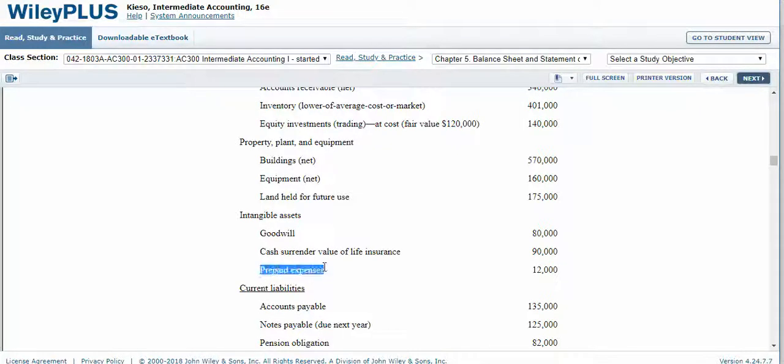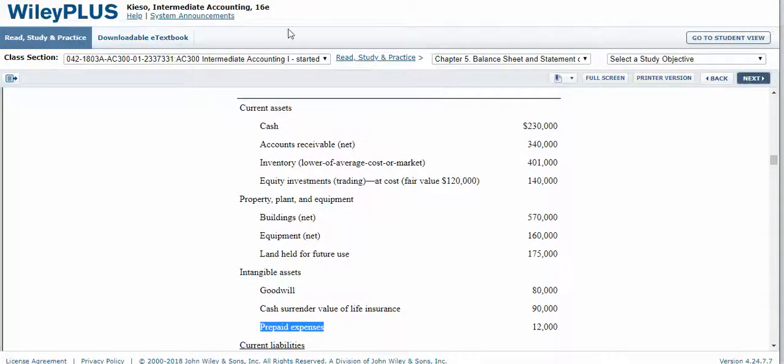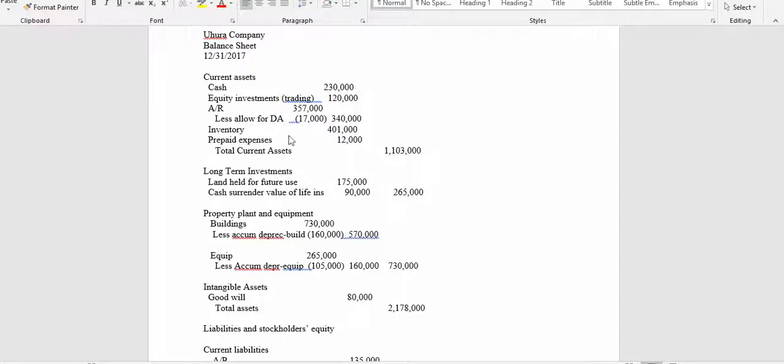So a prepaid expense is a resource, and since we rarely ever pay for something for more than a year, we usually don't prepay for something for a long period of time. It almost always sits in the current assets area. So we'll see here that the prepaid expenses were moved into current assets. So the next thing we have is long-term investments. Okay, so long-term investments.